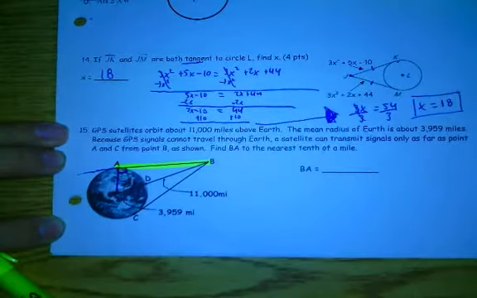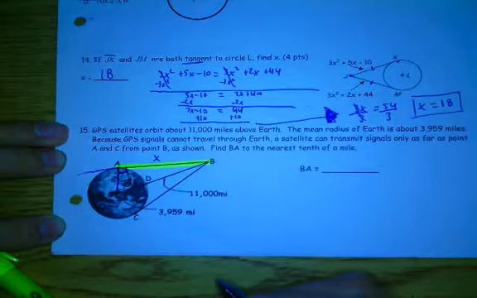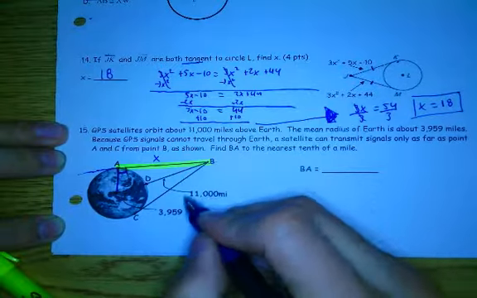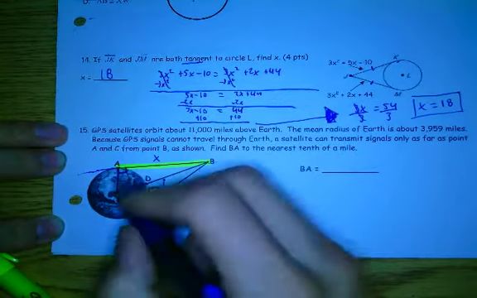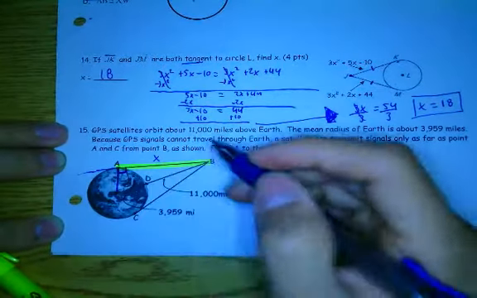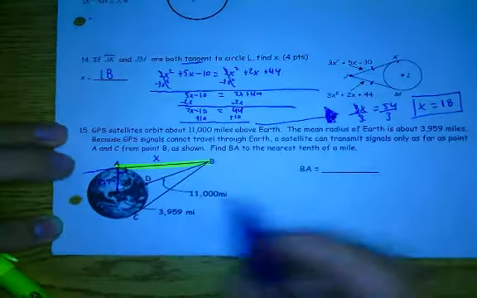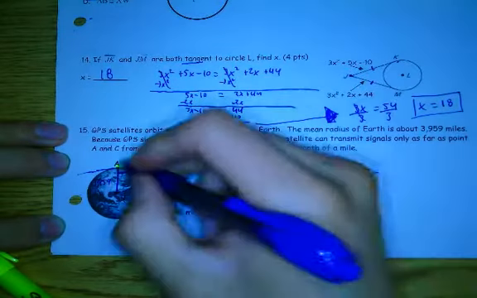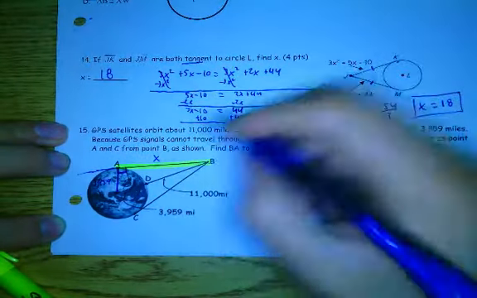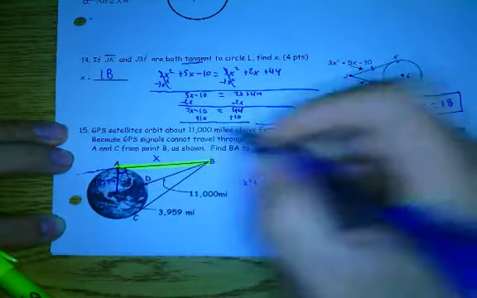Okay, this one's going to be a little tougher to solve. Remember, I'm going to use Pythagorean theorem. So a squared plus b squared equals c squared. So I'm going to use this one right here. So x squared plus b squared. Ooh, that's going to be a huge number. 3,959 squared equals the hypotenuse. Well, how much is the hypotenuse? The hypotenuse is this entire thing. So let's go ahead and add those up. So 1,100 plus 3,959, 5,059. And that number squared, this is going to be a huge number.